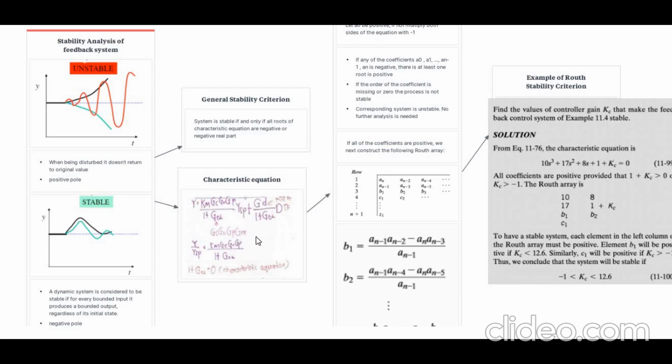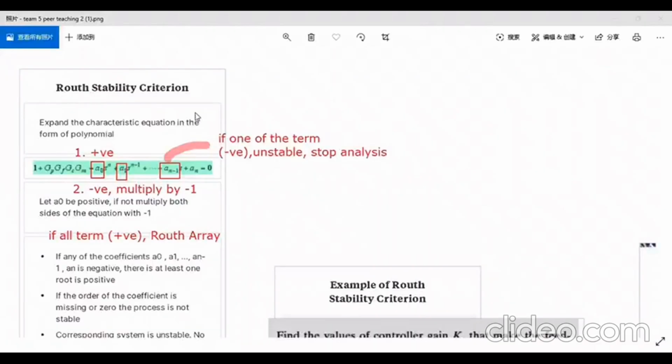And then the characteristic equation for this transfer function is the denominator of this equation, which is 1 plus GOL equal to 0. The process is stable when the roots determined from the characteristic equation are negative. Otherwise, the process is unstable. I will move on to the Routh stability criterion.